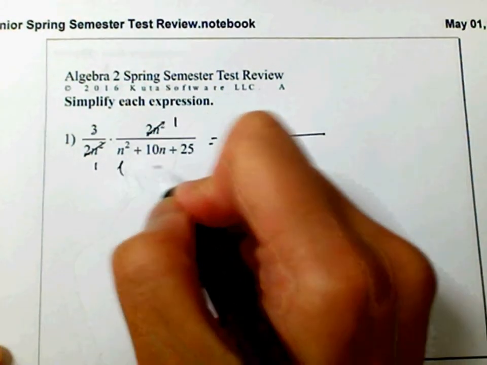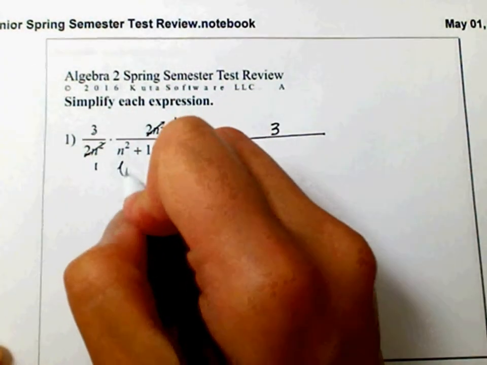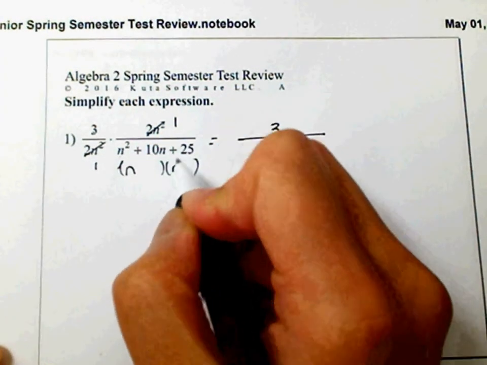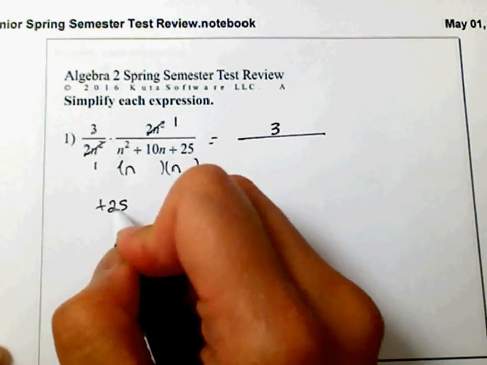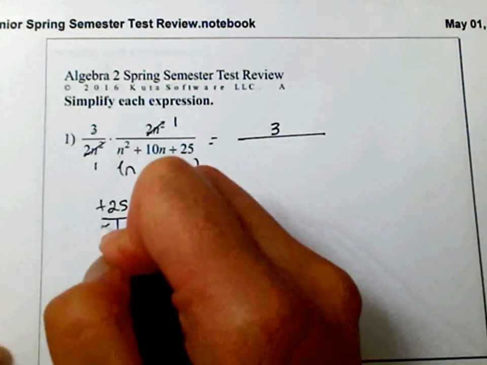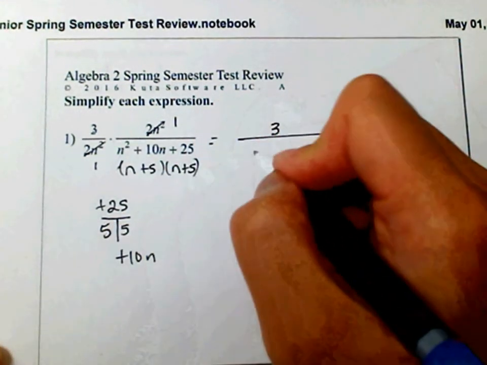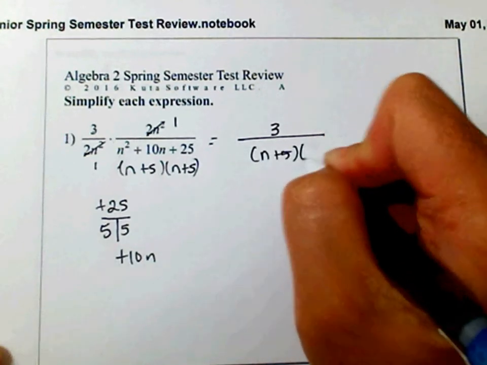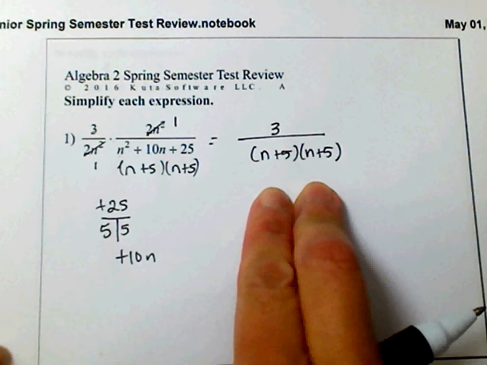I'm going to go ahead and factor in case I can cancel something out. Factors of n squared is n and n. Factors that multiply to give you a positive 25, but add to give you 10, would be 5 and 5. So those are both plus 5. So now you have n plus 5 times n plus 5. Notice there is nothing for you to cancel.